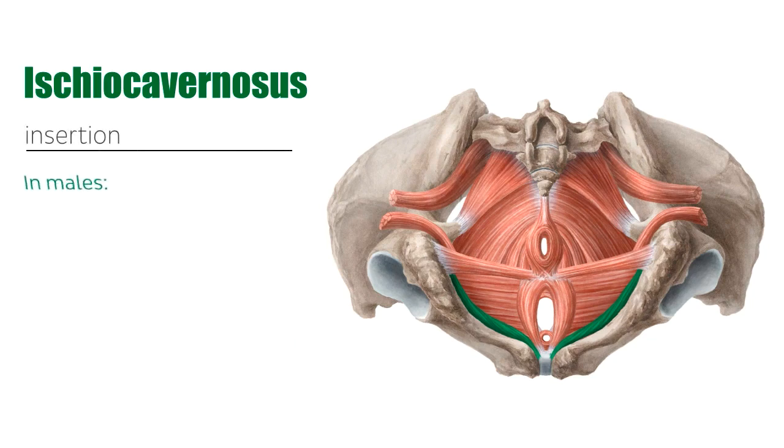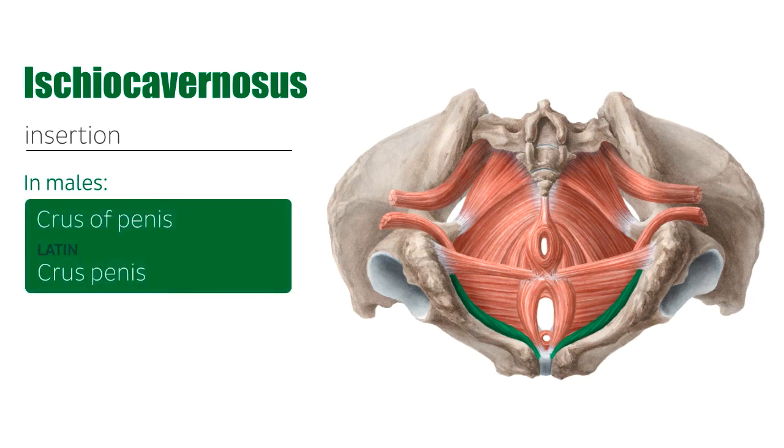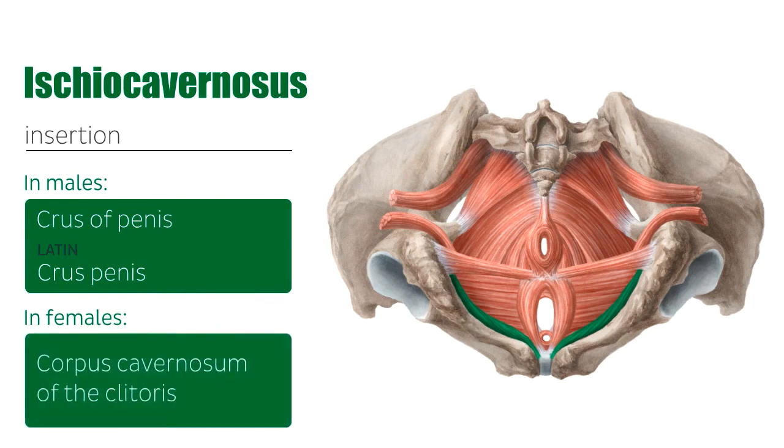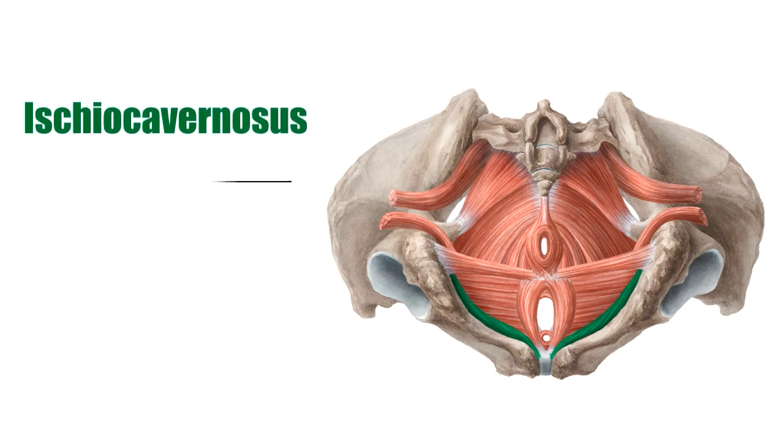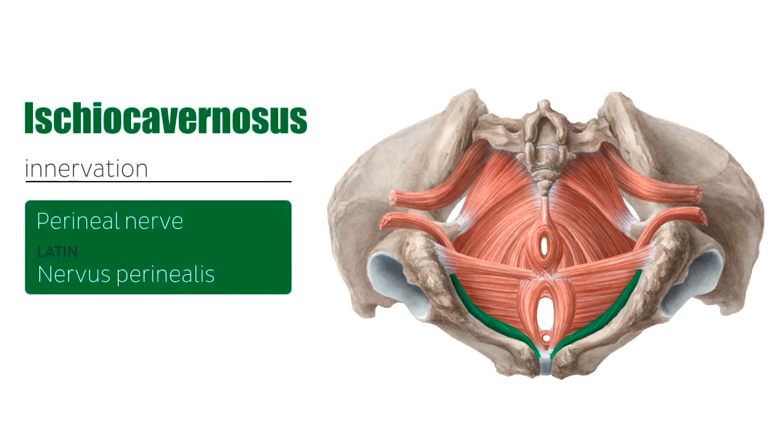So in males, it is going to be inserting at the crus of the penis, and in females, it's going to be attaching to the corpus cavernosum of the clitoris. The next point we're going to be talking about, the ischiocavernosus, is innervation. This muscle is innervated by the perineal nerve.